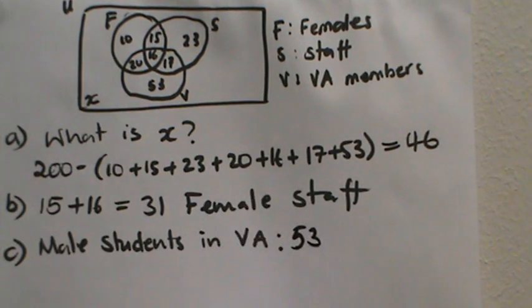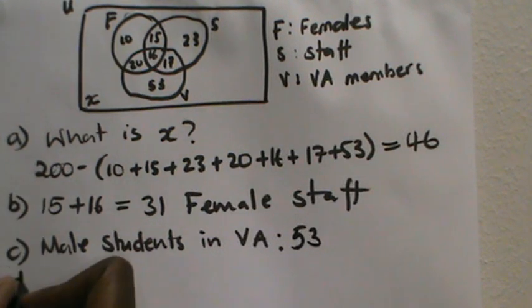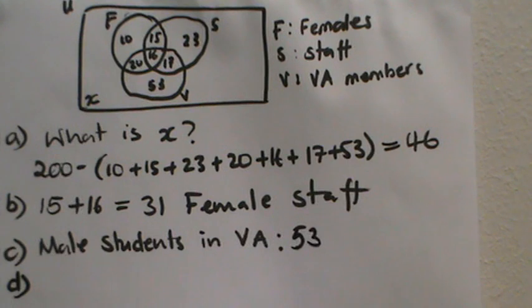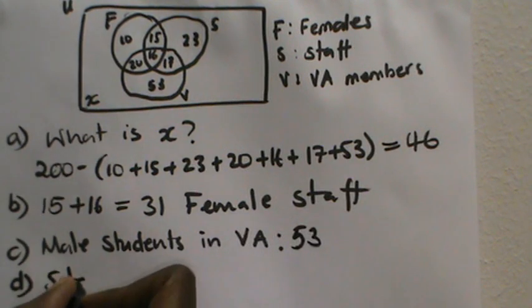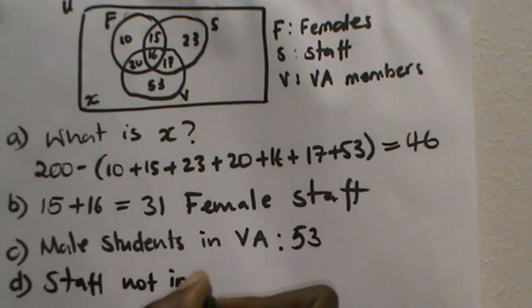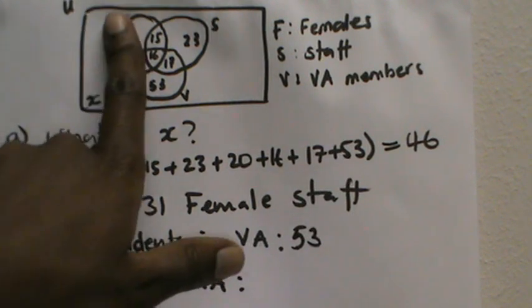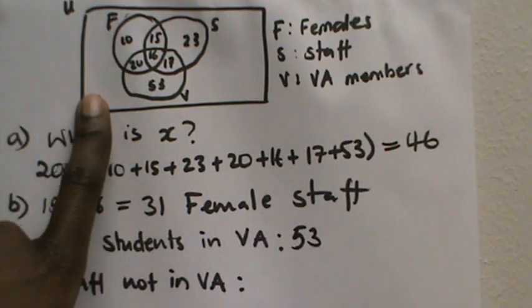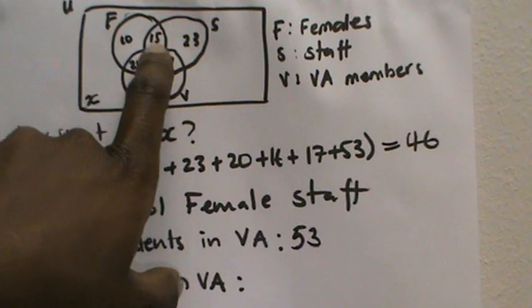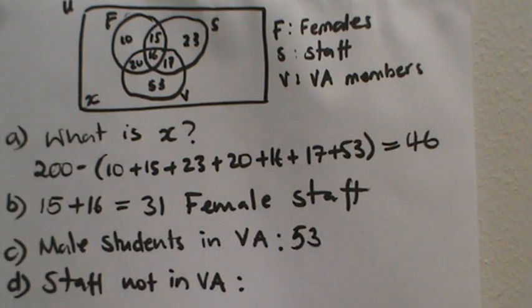Okay. Then D, looking for staff not in Virgin Active. Okay, so we want staff members that are not in Virgin Active. So everybody who is not in the staff circle, we exclude them. So those will be excluded, and this X will be excluded. So we're only considering this 15, 23, 16, and 17. And the second one is they must not be in Virgin Active. So they must be in the S circle and also outside the V circle.